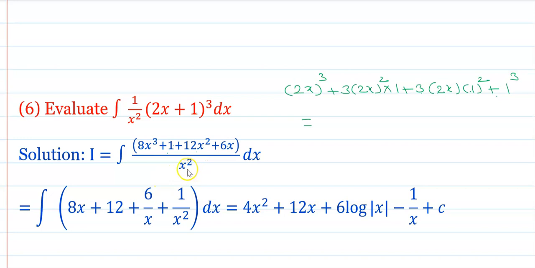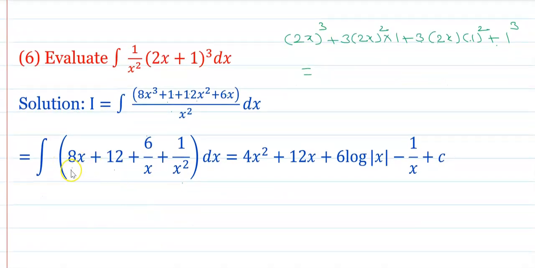Divided by x square: 8x cube upon x square, you are getting 8x. Next, 1 upon x square. 12x square upon x square, you are getting 12. 6x upon x square, you are getting 6 upon x. Okay, now find the integral.